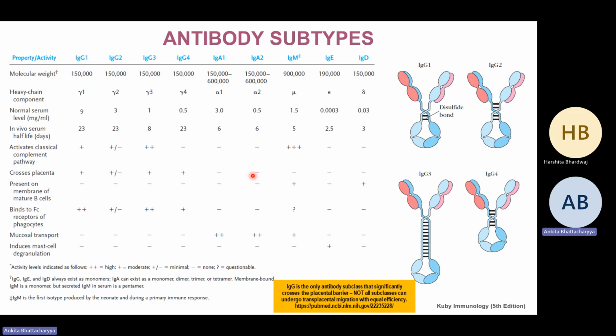This was a comparison between each of the different antibody subtypes, and a note that I had made here was that IgG is the only antibody subclass that significantly crosses the placental barrier. Not all subclasses among IgGs can undergo transplacental migration with equal efficiency. There is a differential ability that distinguishes them. In this case, for example, you can see IgG 1, 2, 3, and 4, and how their propensity of crossing the placenta can vary among them.